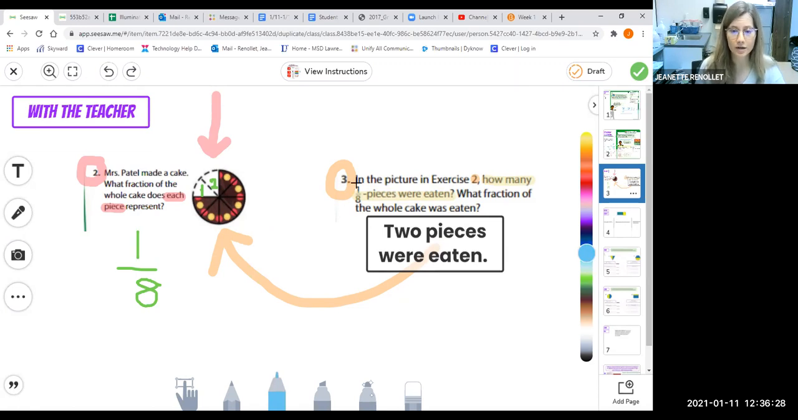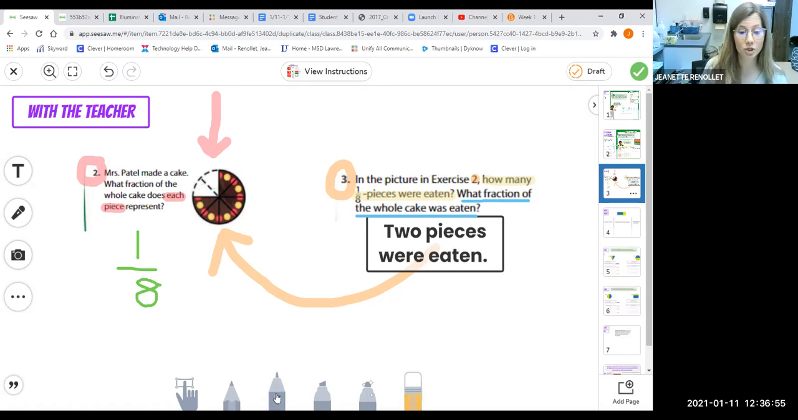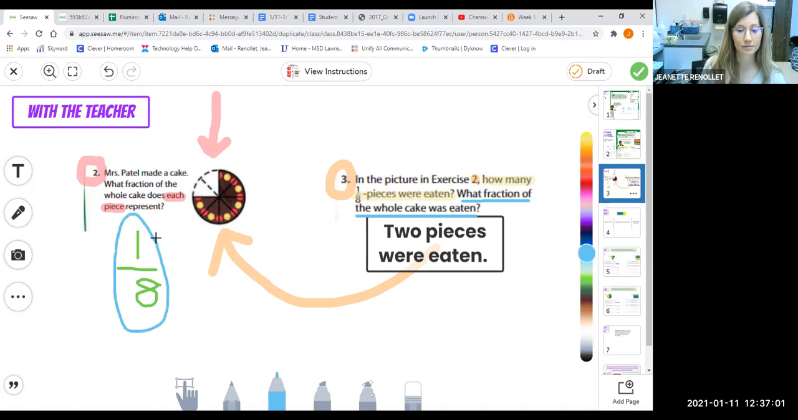In question 3, we have 2 parts to the question. The first one said how many pieces were eaten. We just answered that. Now it says what fraction of the whole cake was eaten. What fraction? So the first question asked me about pieces. The next question is asking me how many fractions. So let's go back to our work from problem 2. We know that each piece is 1/8. So if 2 of them were eaten, we can add 1/8 plus 1/8.